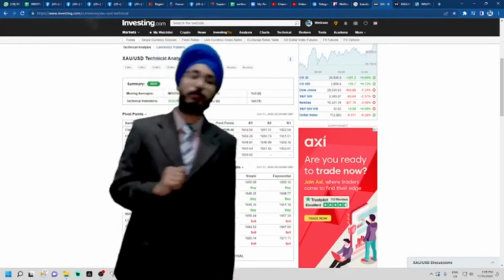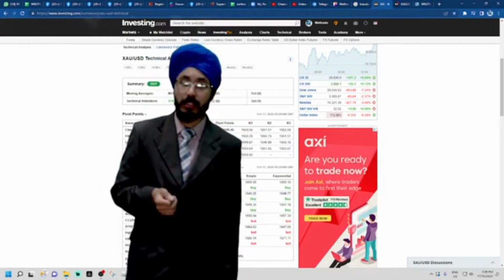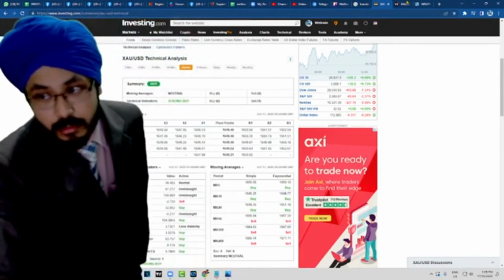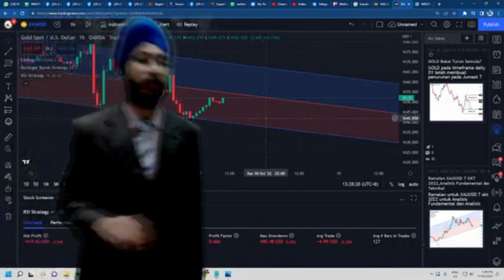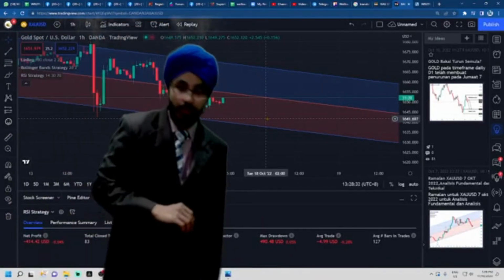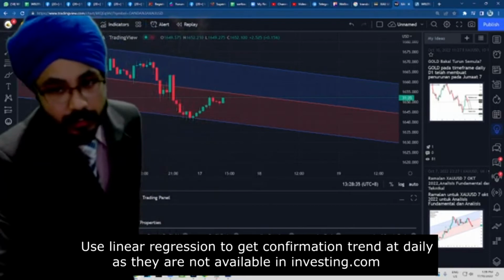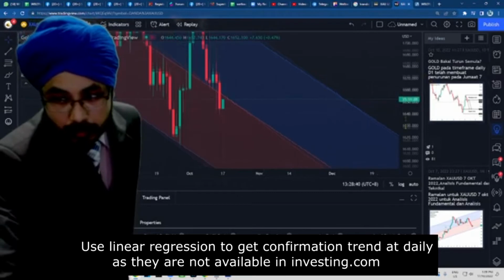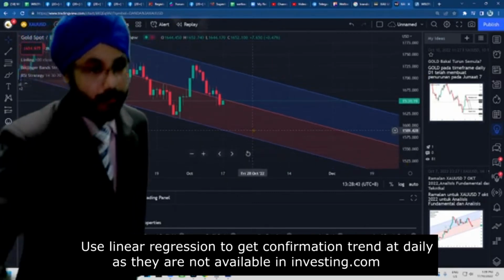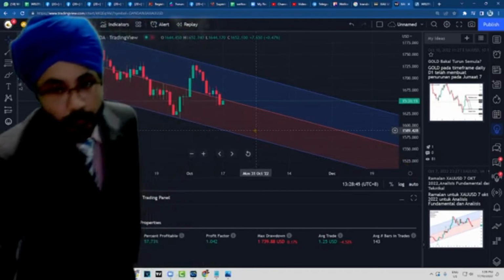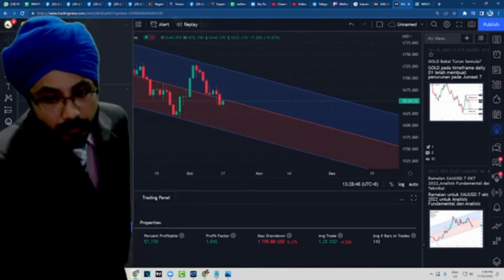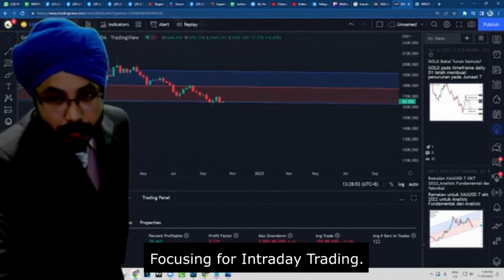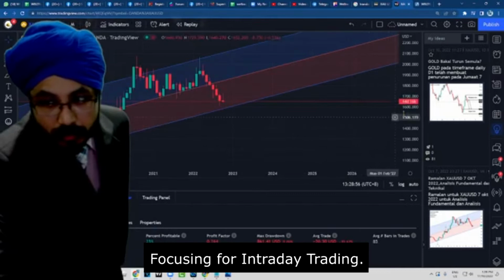However, if you would like more confirmation, especially if you are going for intraday trading, you can use linear regression, as it is not in investing.com. As I am able to see here, for the daily, I'll take you to the daily. My trend is basically showing me a downtrend. And if I'm going for a weekly, I can also see that my trend is also a downtrend, whereas my monthly is basically an uptrend.